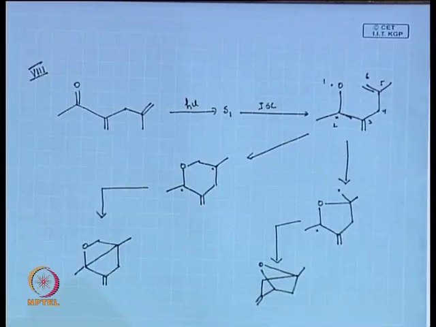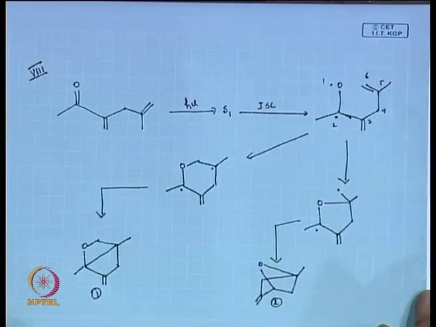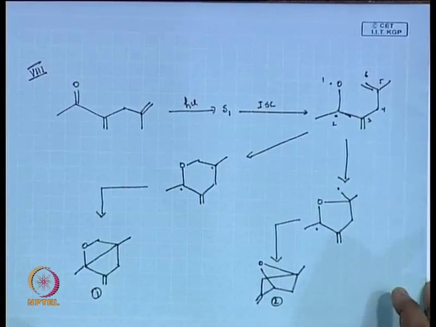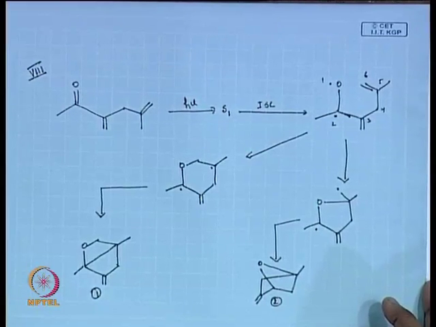So, what do you think will be the dominating or major product? I have 1 and 2. Guess for 2, why? Sir, because of the 5-membered ring, according to Baldwin's rule, this attack is more facile. This pathway 2 is more facile than pathway 1.